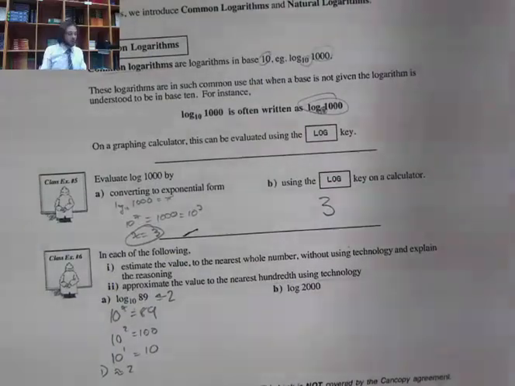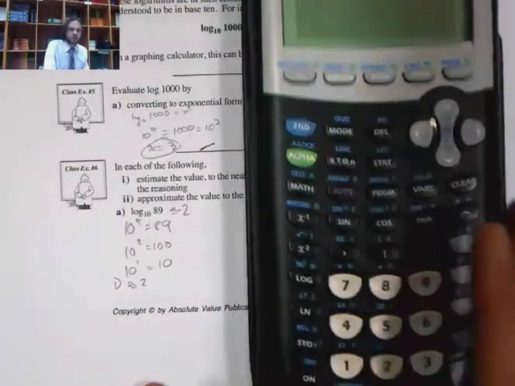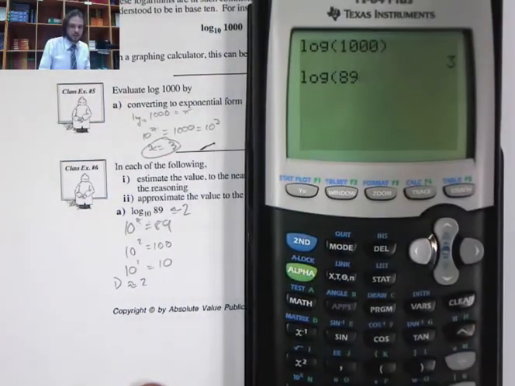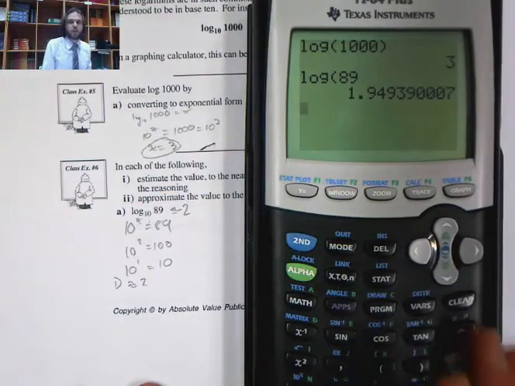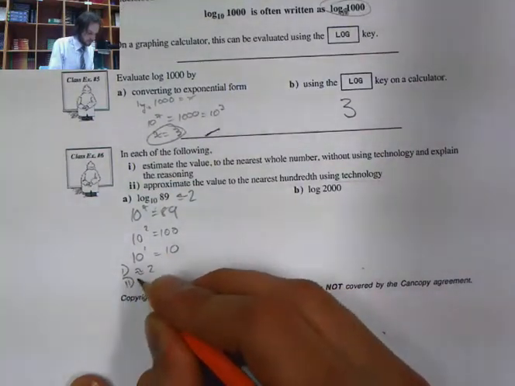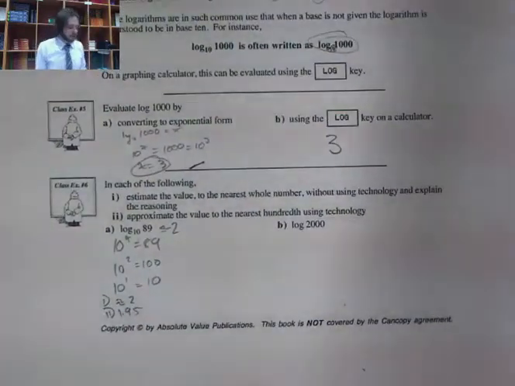But let's use my calculator to find out. Okay, let's try this out here. We just push in log, then I'm going to put 89, so it looks like that. Hit enter, and I get 1.95. That's my answer.